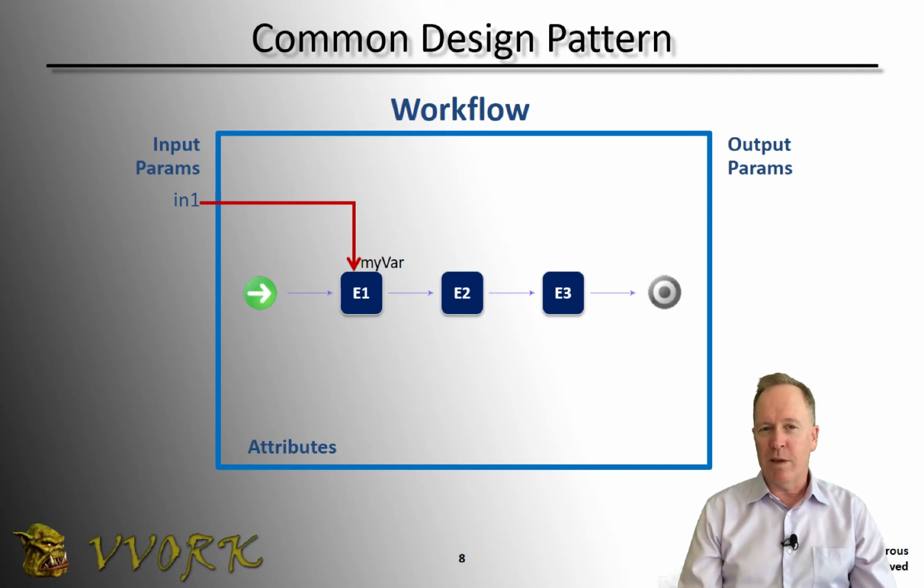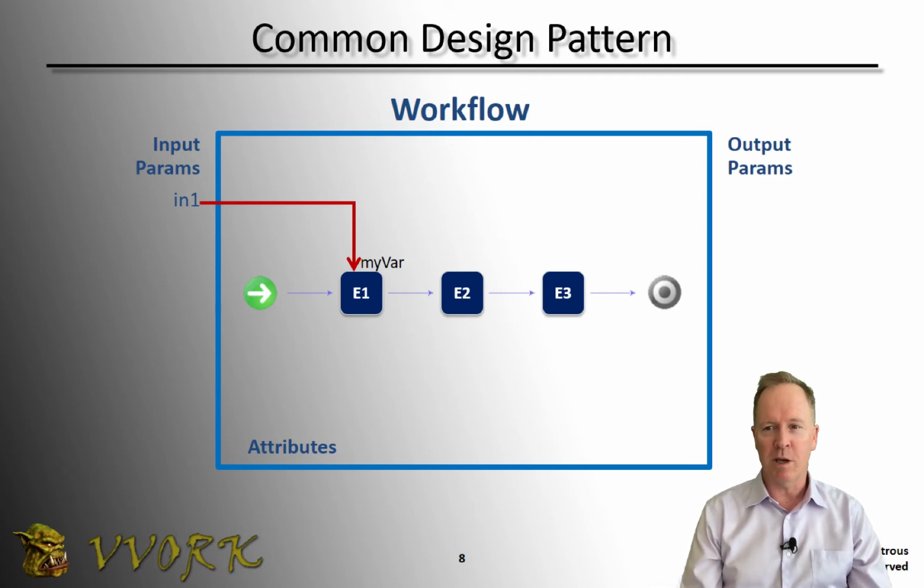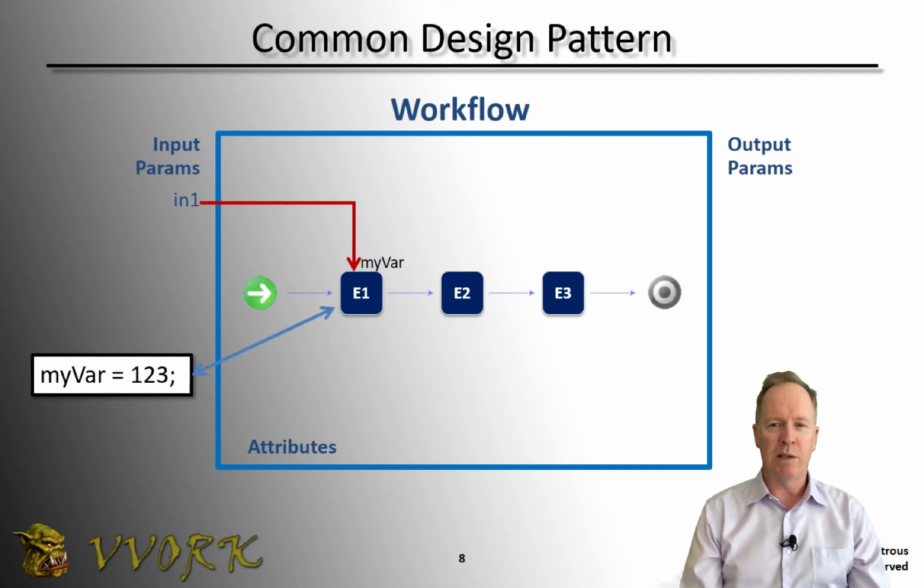Now, one more thing to know about parameter binding is the following common design practice. In workflows, you'll commonly see a workflow that has something like this input parameter, in1. And what you might be tempted to do is to change the value of input parameter in1 within your workflow. So for instance, in schema element 1, if we bind the input parameter in1 to the local variable called myvar in E1, if we set up an inward binding, you might be tempted in E1 to say something like this: myvar equals 1, 2, 3.